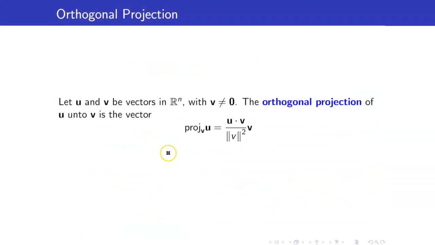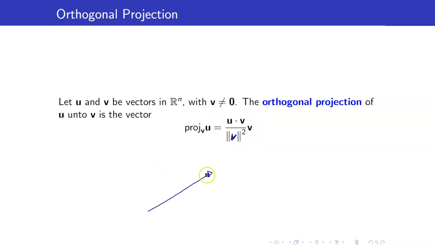Next, let us discuss the orthogonal projection. Let U and V be vectors in Rn with V a non-zero vector. The orthogonal projection of U onto V is this vector: the dot product of U and V over the length of V squared, times V.